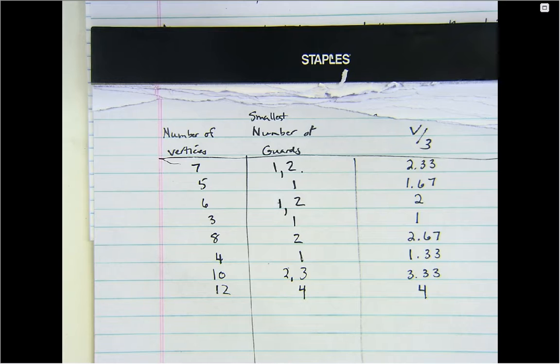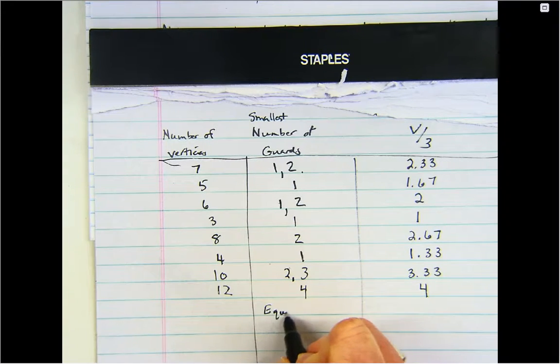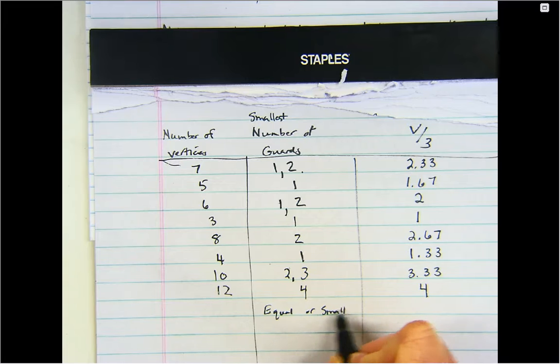So I made this chart up because I wanted to see if you could notice anything. Does anybody notice anything about the smallest number of guards necessary and V divided by 3? What can we say about those 2 columns? Yes, the smallest number of guards is equal or smaller than V divided by 3.